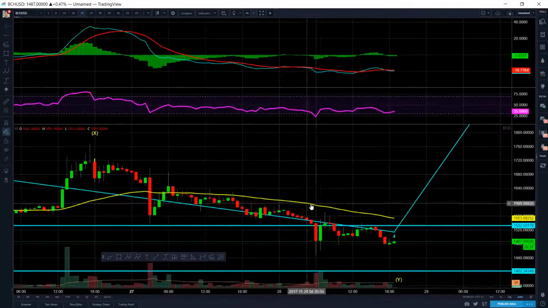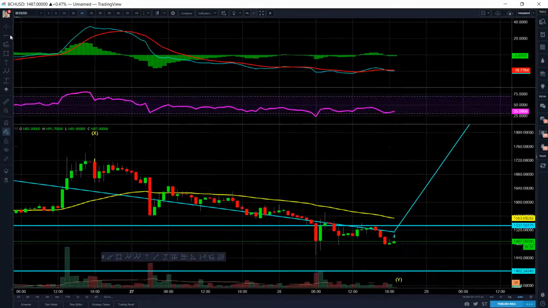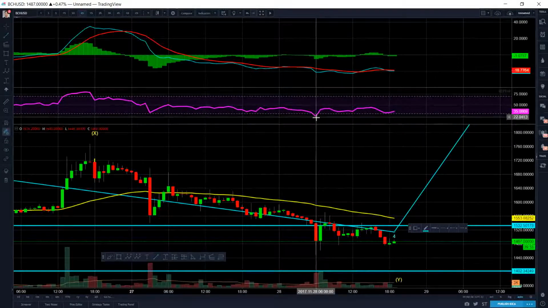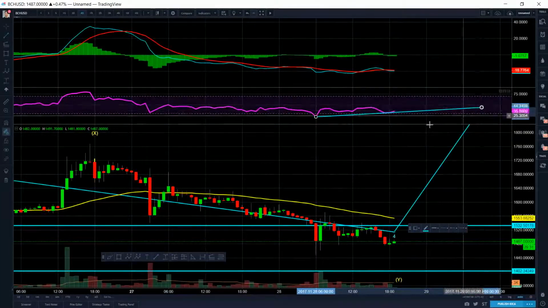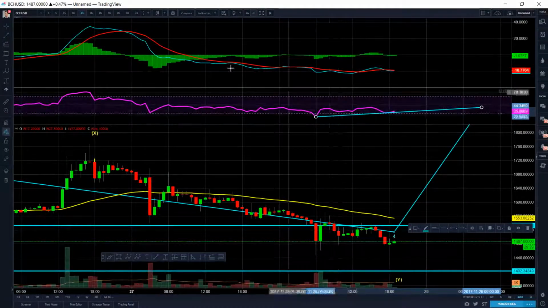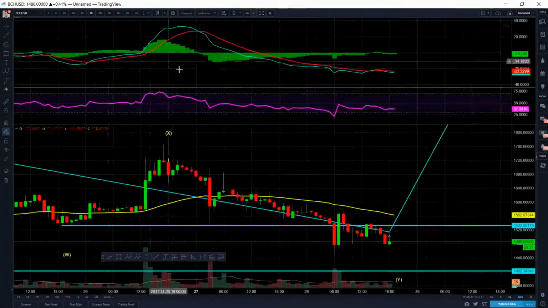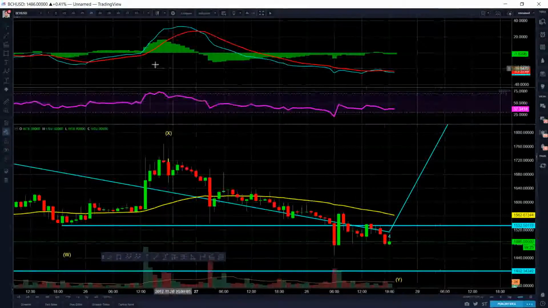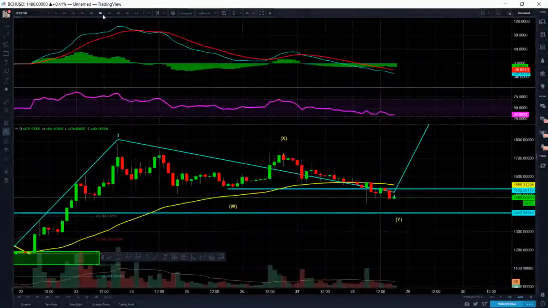It dipped so low yesterday on the 45-minute chart. Look at this right there. It's a bullish RSI divergence, right? It dipped there as well. Bullish RSI divergence. Yeah, it's looking really good.